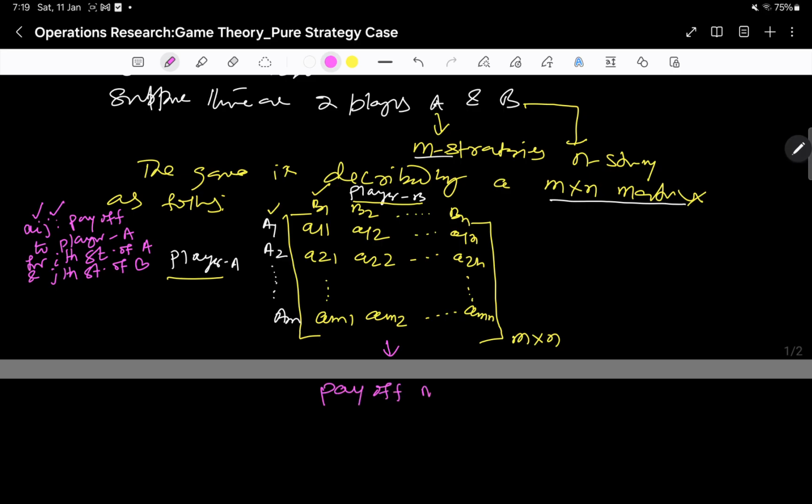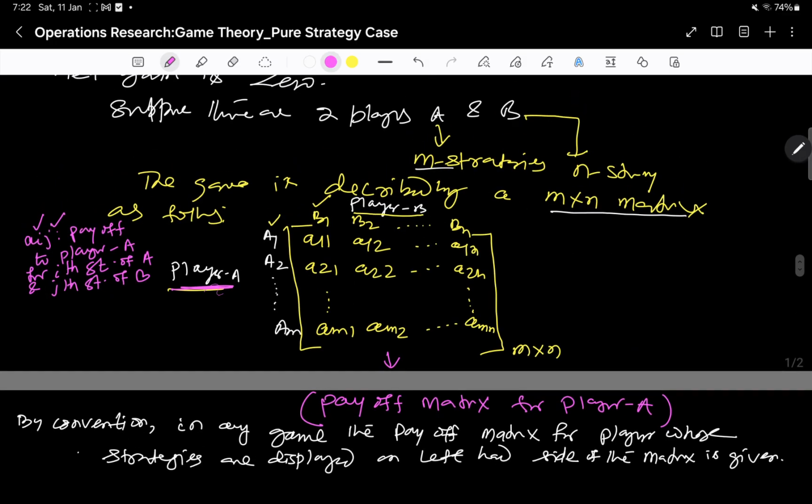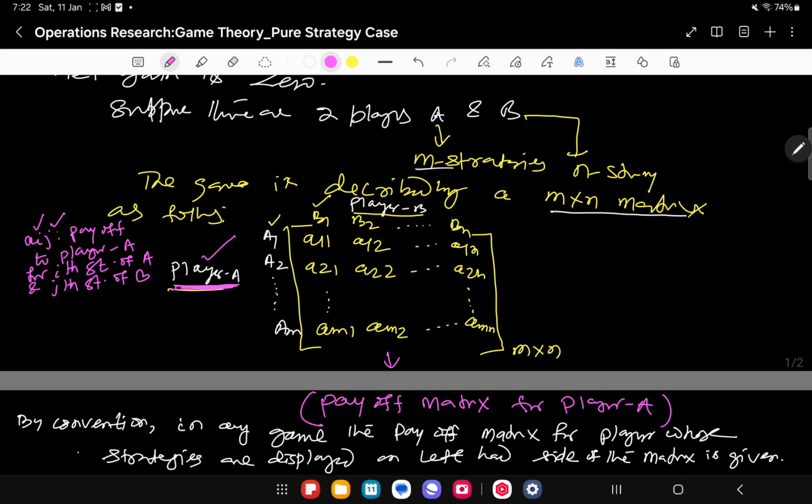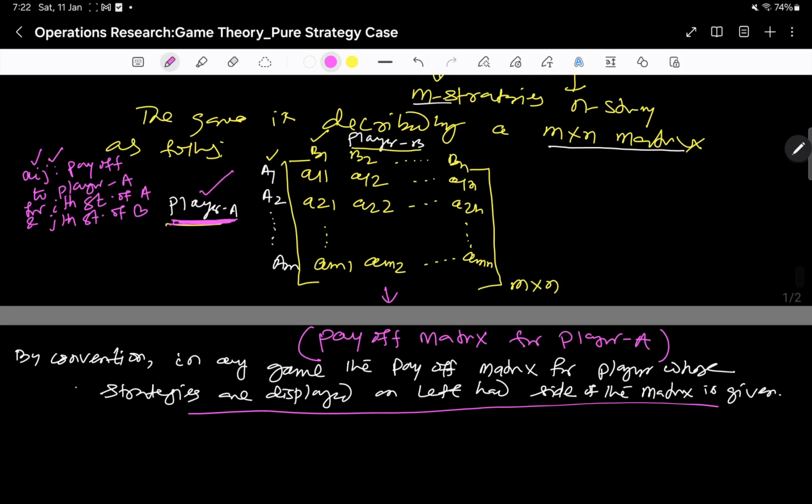Payoff matrix for player A. So by convention, the player written on the left hand side, this payoff matrix is the payoff matrix for that player. So the payoff matrix for the player whose strategy is displayed on the left hand side is given, right?